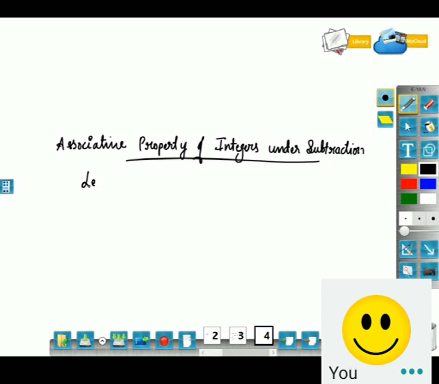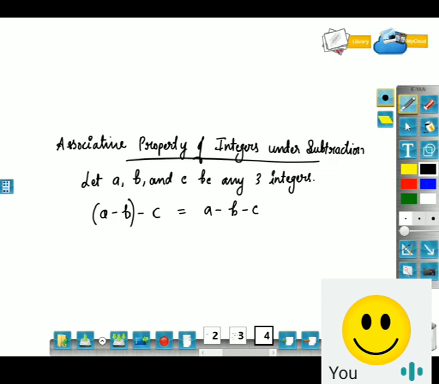Let A, B and C be any 3 integers. So already we know that for associative properties, always we have to take 3 numbers. So for that I have taken any 3 integers A, B and C. So now according to associative property, (A minus B) minus C. So here in the LHS, first we have to subtract the first 2 integers. It should be equal to A minus (B minus C).